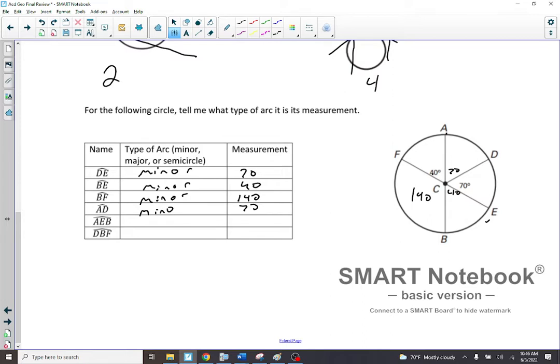AEB, so that means I go from A, pass by E, to B. That's half a circle, so that's 180. Or you could do 70 plus 110, which is 180. And that's going to be a semicircle, because exactly half is a semicircle. And then BF is going to be here to here. So you got to do 70 plus 40 plus 140. You got to add up all the things you pass by. So that's 110, 140, 250. And that's going to be a major arc because it's bigger than 180.